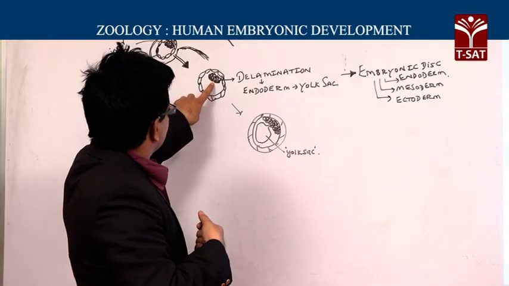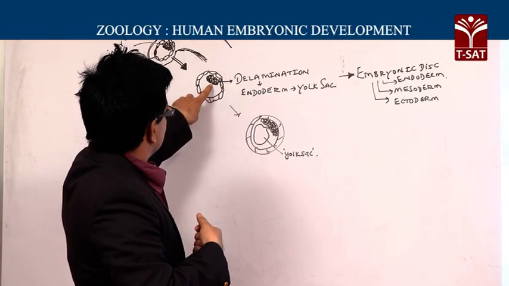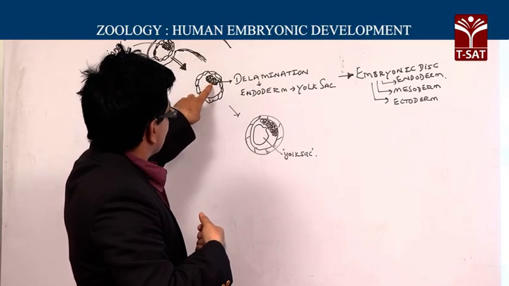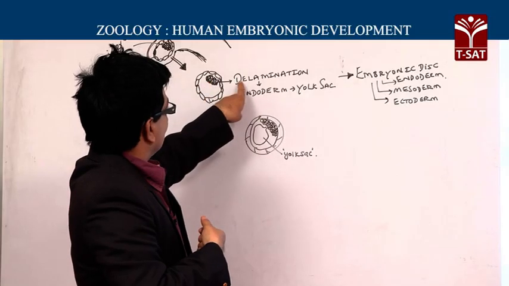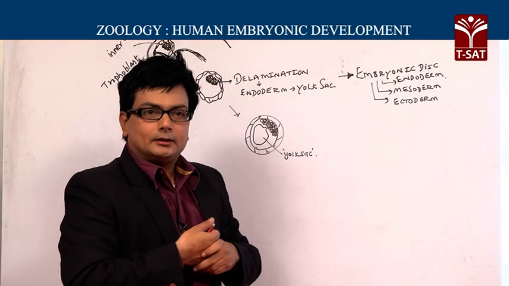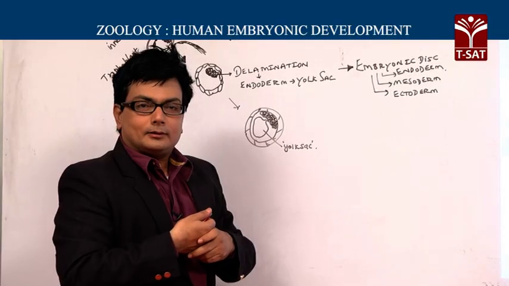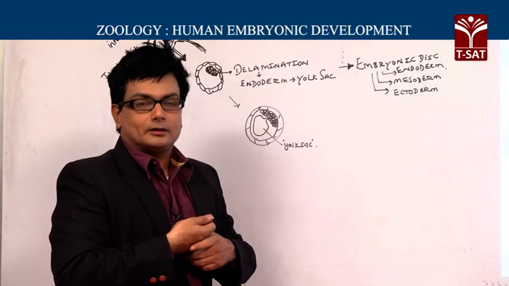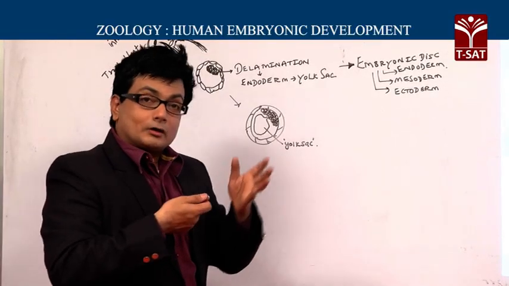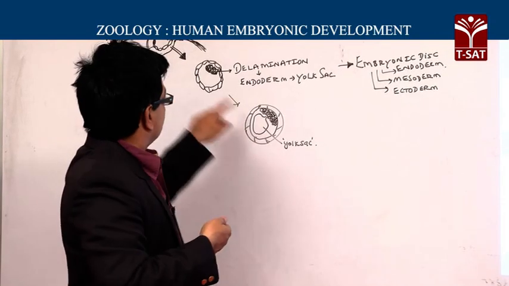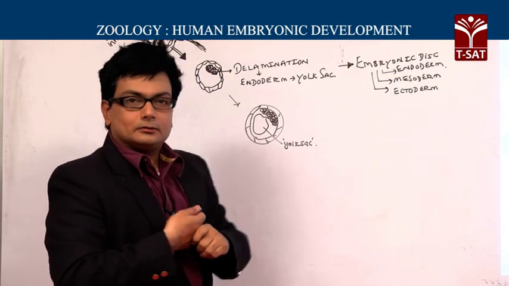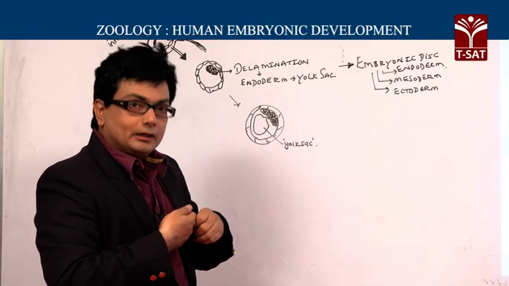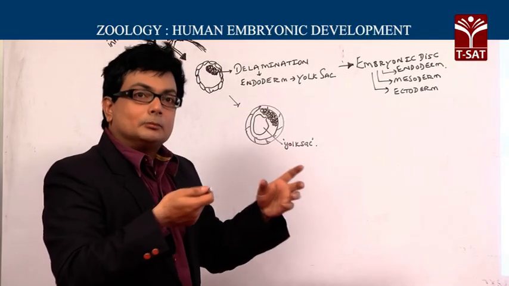Look at this. This one is the inner cell mass. The inner cell mass will experience one important process which is called delamination. De is removal, lamina a layer. So, a layer of cells will be removed from the inner cell mass. What is this layer and what is its future? After delamination from the inner cell mass, we get the endodermal cells.